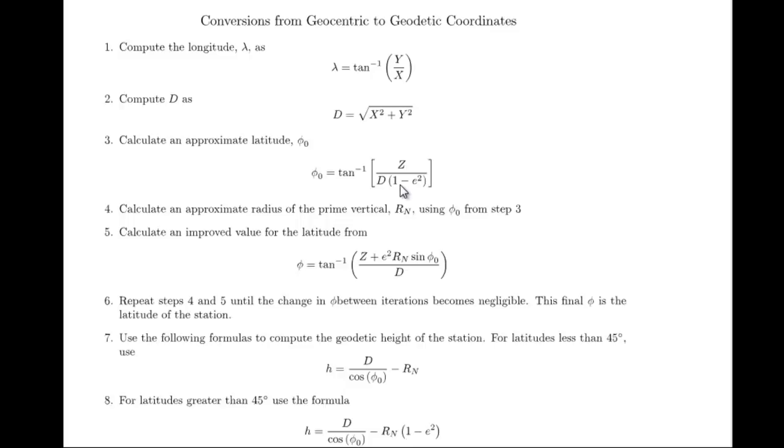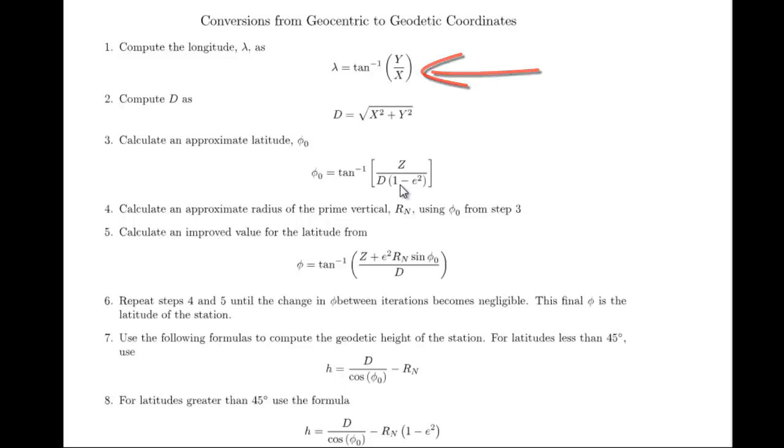So we've got this process written down here. We're actually going to do this in Excel because we're going to have to do some iterations with it. But I want to talk through the steps that we're going to be doing. The first thing we're going to do is compute the longitude, lambda. That's going to be tan inverse of y over x.